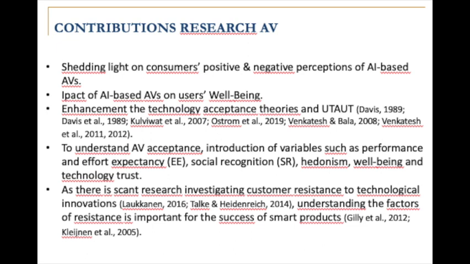And there's a gap, as there's scant research investigating customer resistance to technology innovations in the literature. Understanding the factors of resistance is important for the success of smart products, including autonomous vehicles.